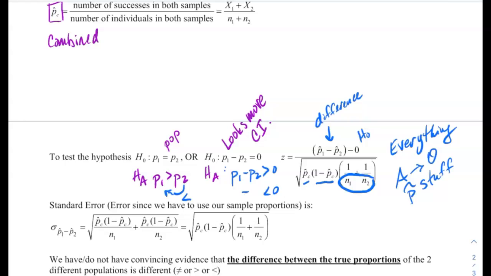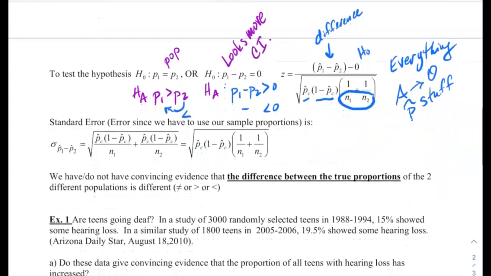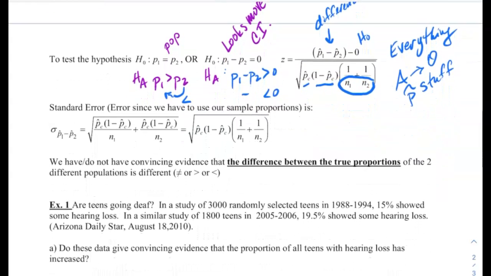All right, so what do we do at the end of those? We're going to just say either we do or we do not have convincing evidence that the difference between the two true proportions of those two groups, and you again repeat what those two groups are, is different, or this is different. So it's either we have or we do not have convincing evidence. So again, you're going to see a lot of things that look exactly the same as what we were doing before for one proportion stuff.